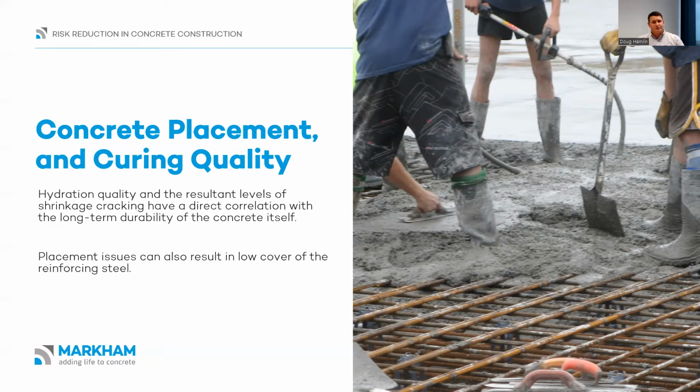Now, another area that we see quite often is congested reinforcing. So in the likes of pile cages or column reinforcing cages, they're very, very congested. And then when the concrete's poured in there, they can move. It only has to move a few millimeters, and that results in a low cover to the reinforcing steel.